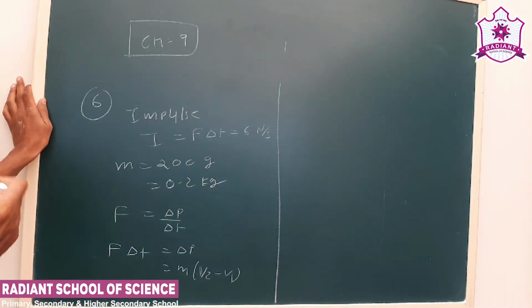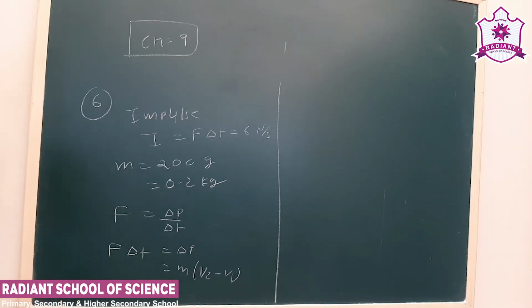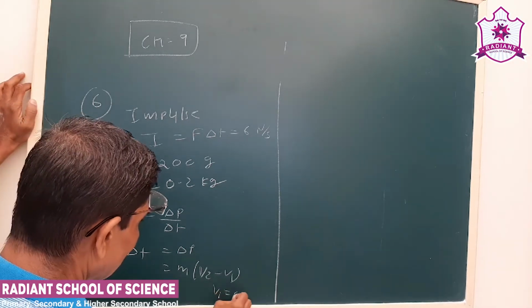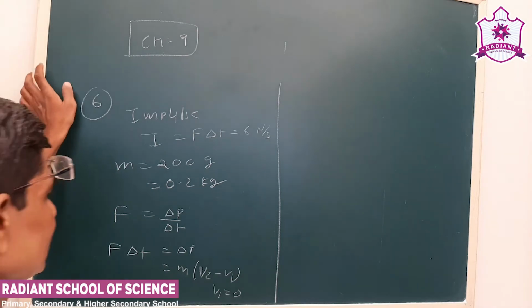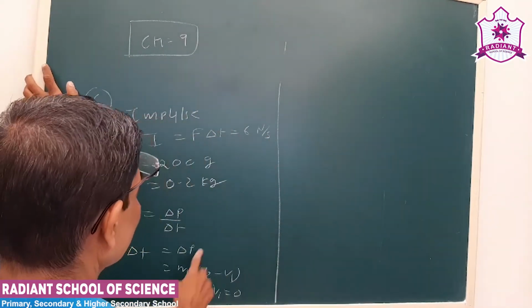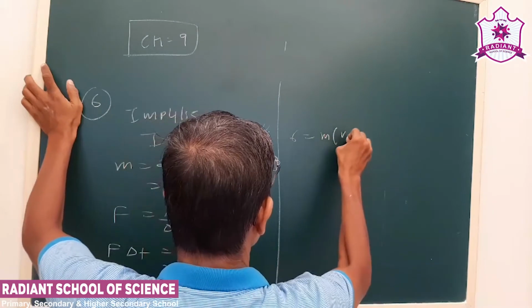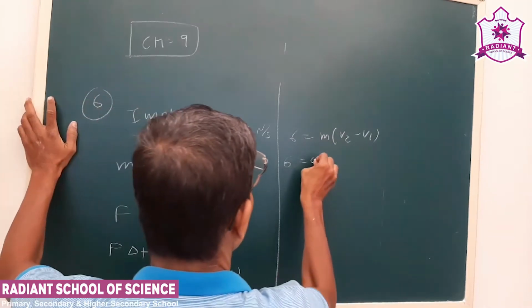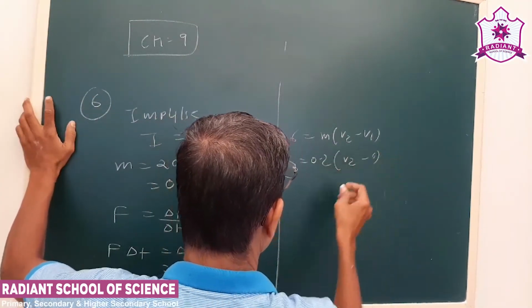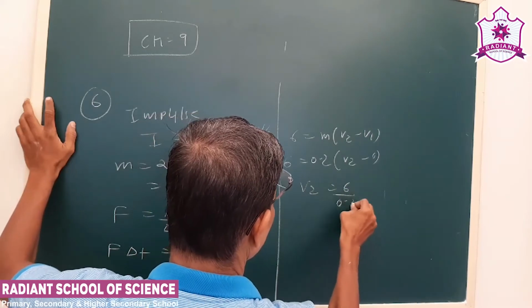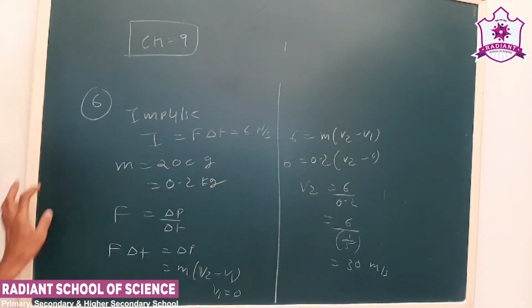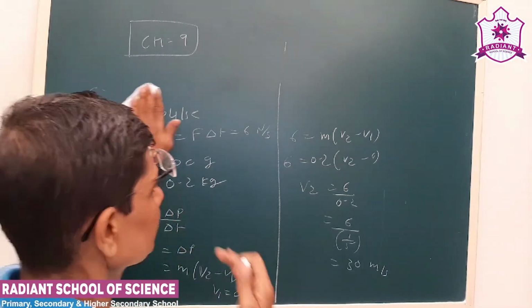So here, initially before hitting, the ball was at rest. So we can say v1 is 0. So we have to calculate the final velocity. Now see, F into delta t, that is given as 6, is m into v2 minus v1. 6 equals, here mass is 0.2, v2 we have to find out, v1 is 0. So v2 is 6 divided by 0.2, 0.2 is 1 by 5, that is 30 meter per second. So this is how we can solve. See next one.